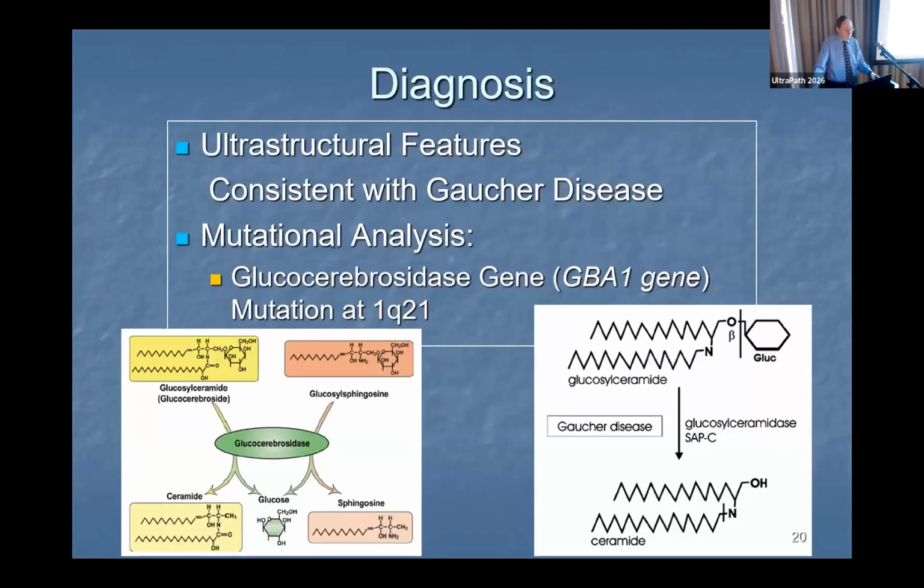And with this, ultrastructural features alone are consistent with Gaucher's disease, and we went on to have mutational analysis done. In particular, we had frozen tissue available for this child, and we showed a GBA1 gene mutation of 1q21. So this is characteristic for Gaucher's.